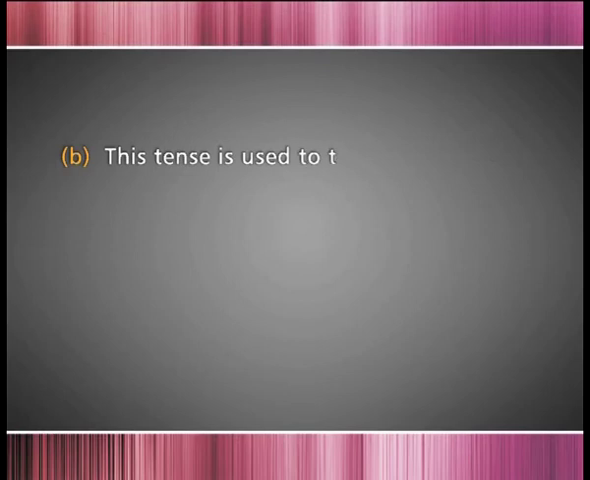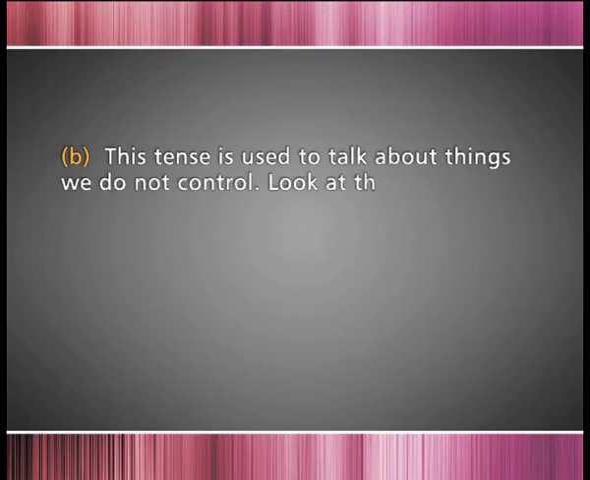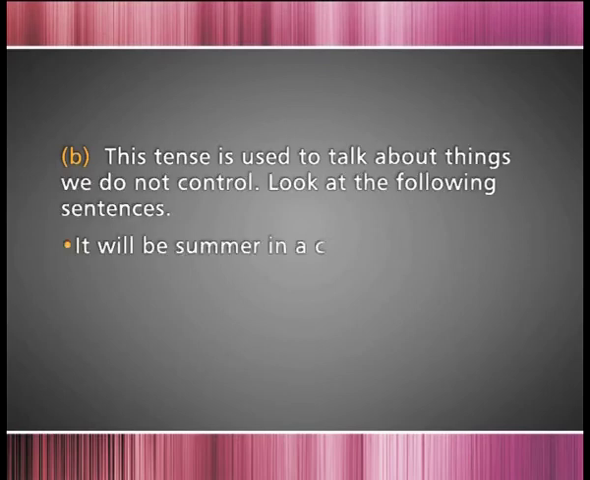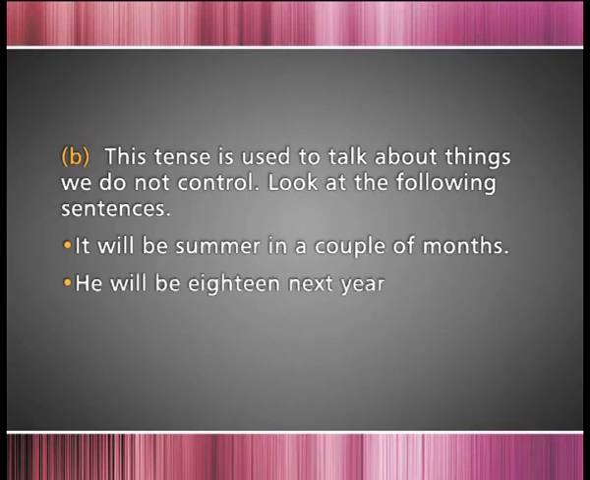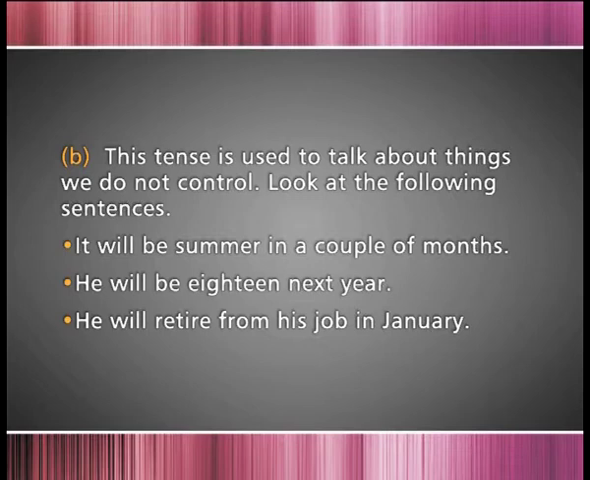B. This tense is used to talk about things we do not control. Look at the following sentences. It will be summer in a couple of months. He will be 18 next year. He will retire from his job in January.